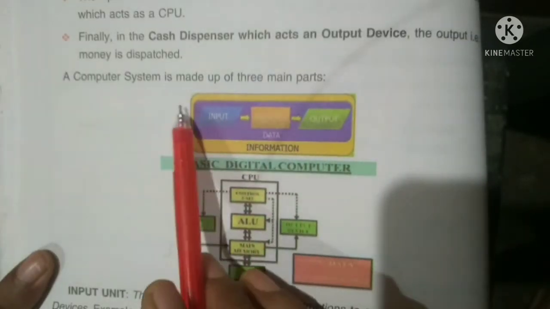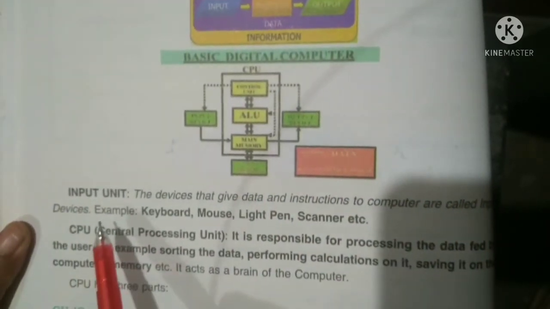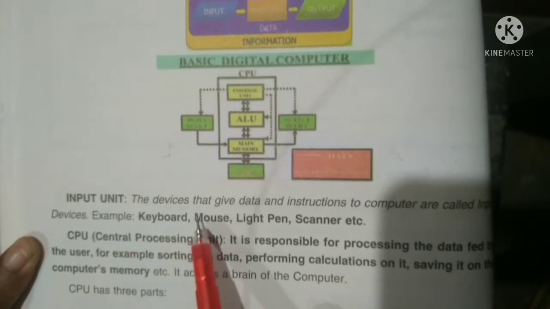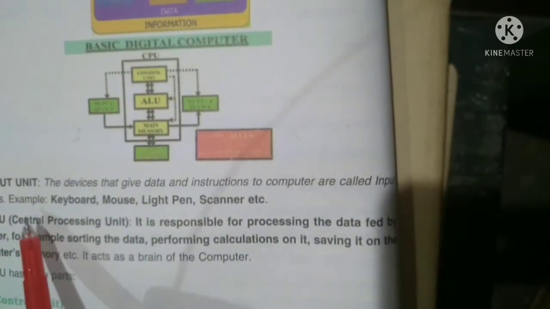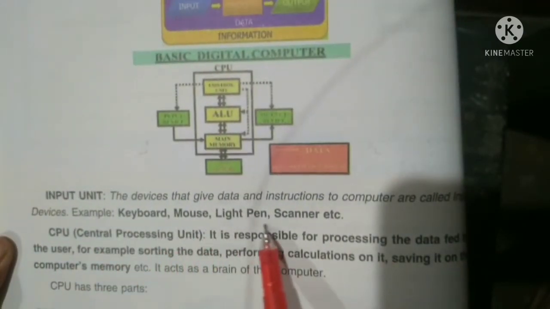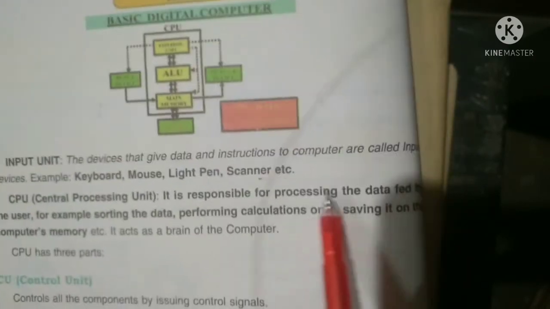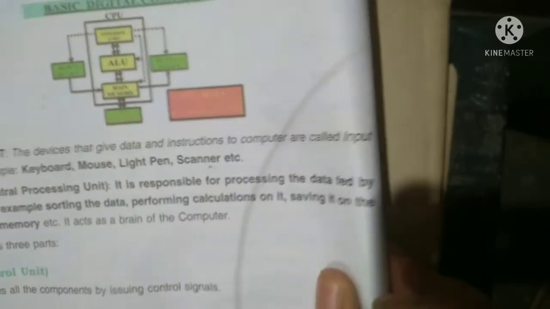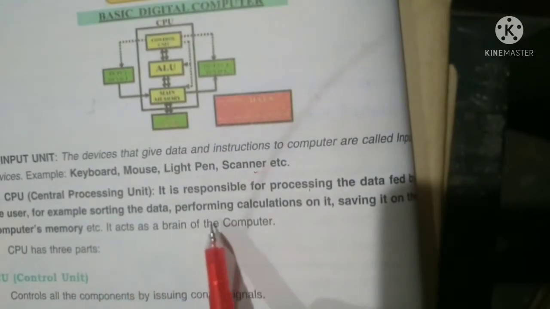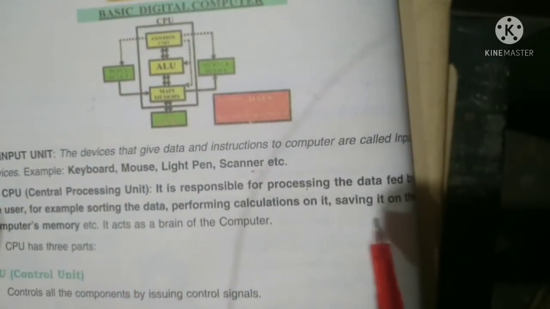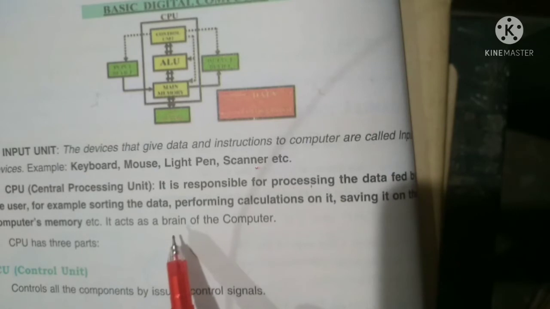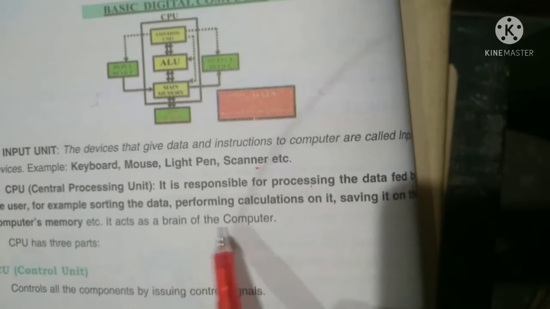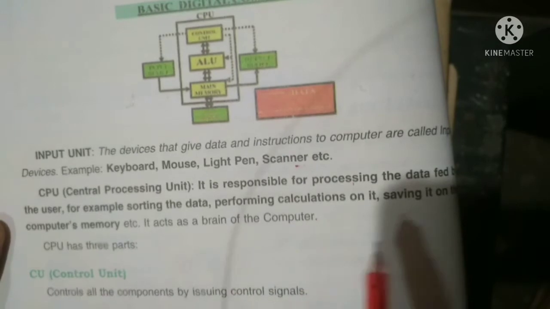Here in the figure, a computer system is made up of 3 main parts. Input, CPU, output. Input: the devices that give data and instructions to the computer are called input devices. Example: keyboard, mouse, light pen, scanner, etc. CPU is responsible for processing the data fed by the user, for example sorting the data, performing calculations on it, saving it on the computer memory. It acts as the brain of the computer. Anyone will ask who is the brain of the computer? CPU. CPU is the brain of the computer.